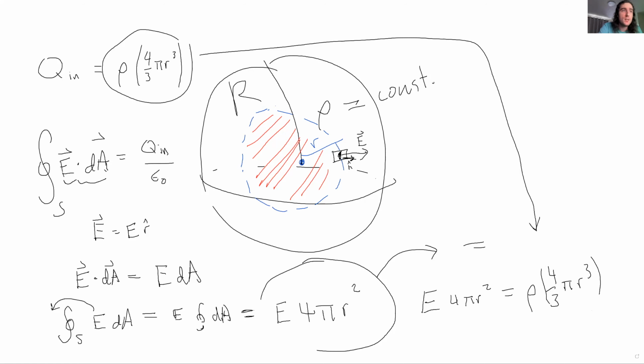All right, cancel what we can. We can cancel 4 pi, and an r squared, and cancel this to a single power of r.